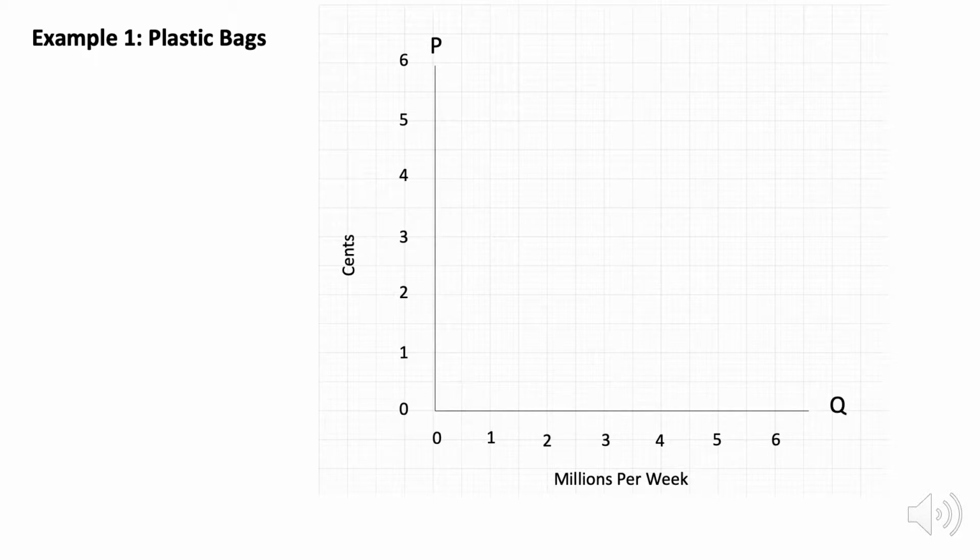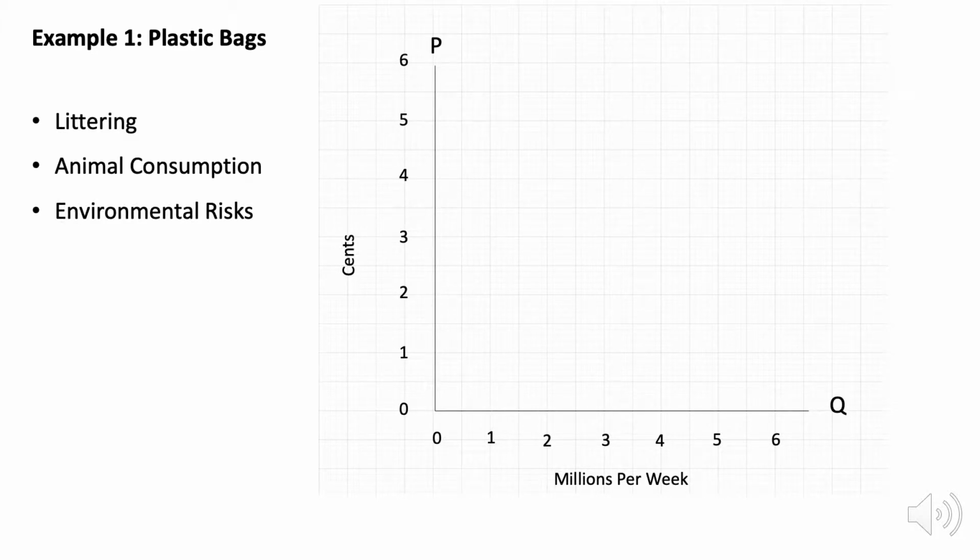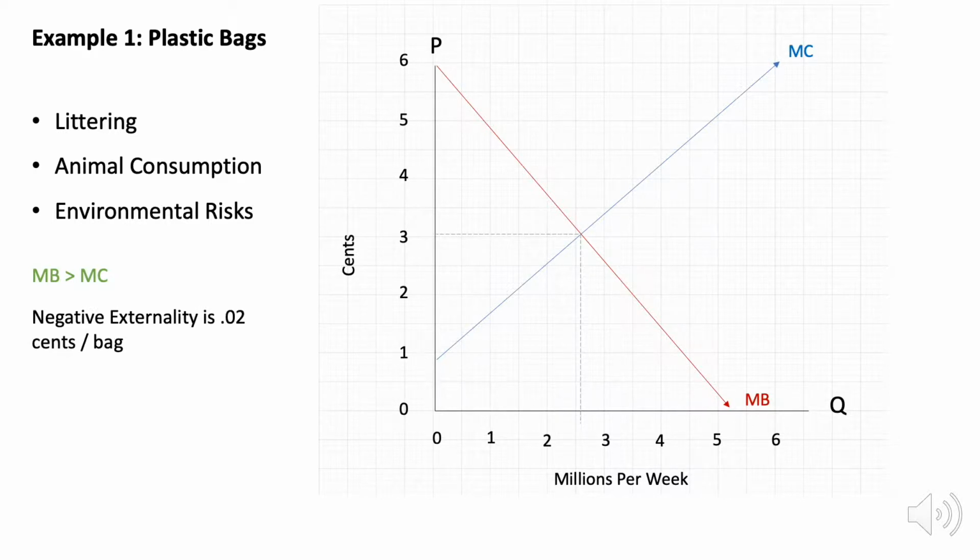So the first example is plastic bags, and the three negative externalities associated with it are littering, animal consumption, and environmental risks. So we have the marginal benefit, the marginal cost, and the free market equilibrium, where marginal benefit is greater than marginal cost. In order to offset the negative externality, the firm imposes a 2-cent tax per bag.